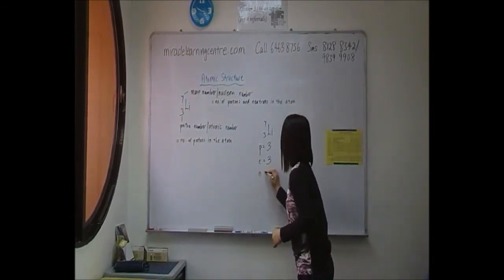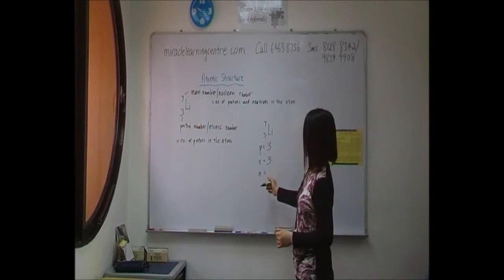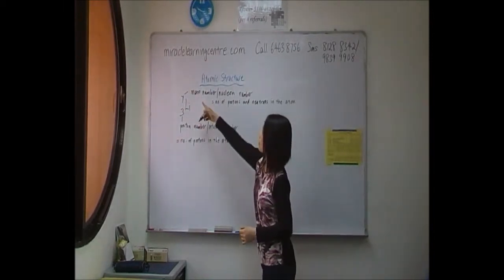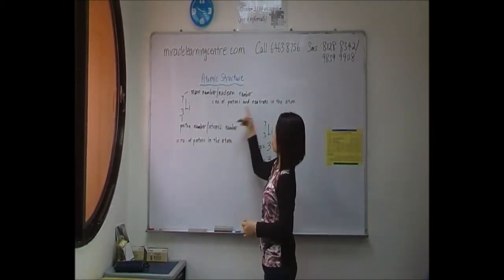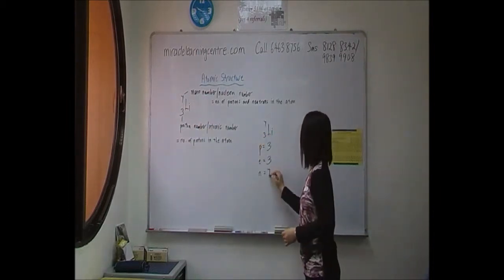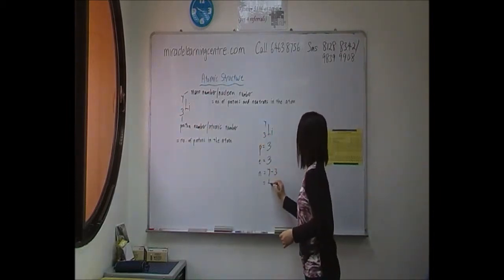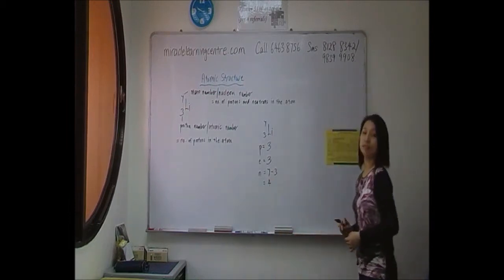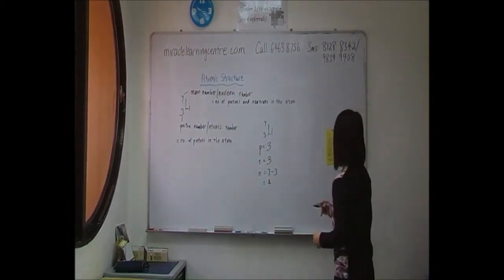How about the number of neutrons? You've got to take 7 minus 3, because 7 is protons and neutrons together, and 3 is just the protons. So you take 7 minus 3, and you have 4 neutrons. Let's try out one more.